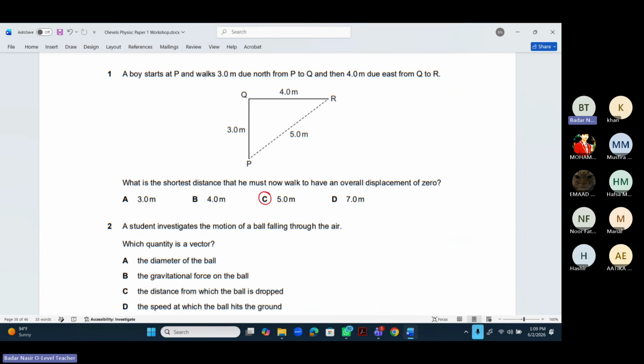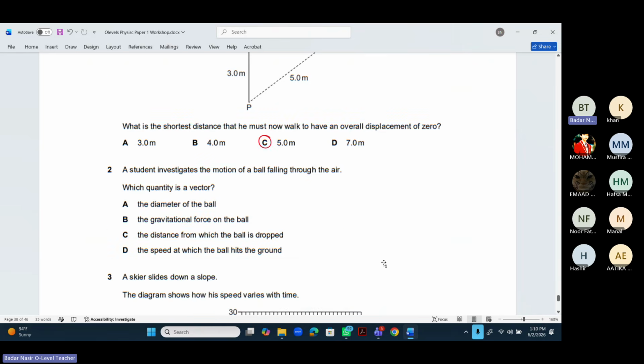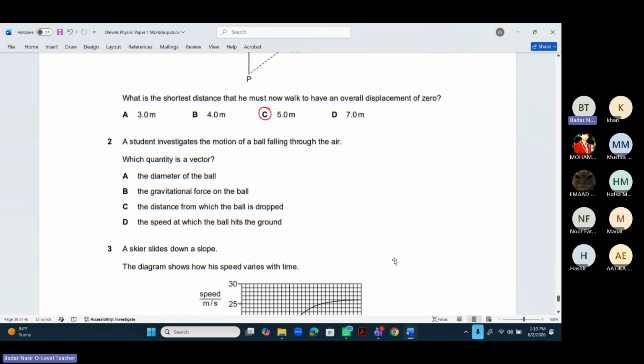The shortest displacement is the shortest distance between 2 points. So P to R is 5 meters. A student investigates the motion of a ball falling through the air. Which quantity is a vector?